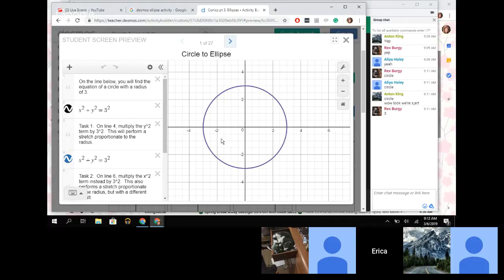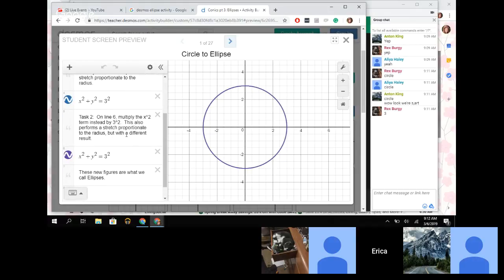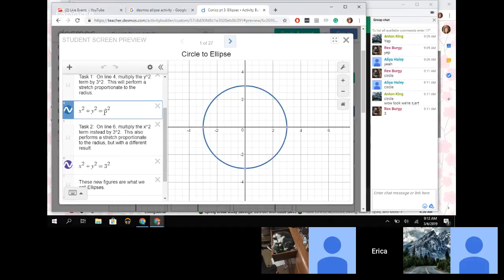And I think walking through this in Desmos will give you a much clearer picture of how the two are related. So what we're going to do is take this equation of our circle, and multiply the y term by 3 squared. Just like our radius is 3, our radius squared is 3 squared, right? Then you see that our circle goes from a circle to basically a stretched out circle, right?